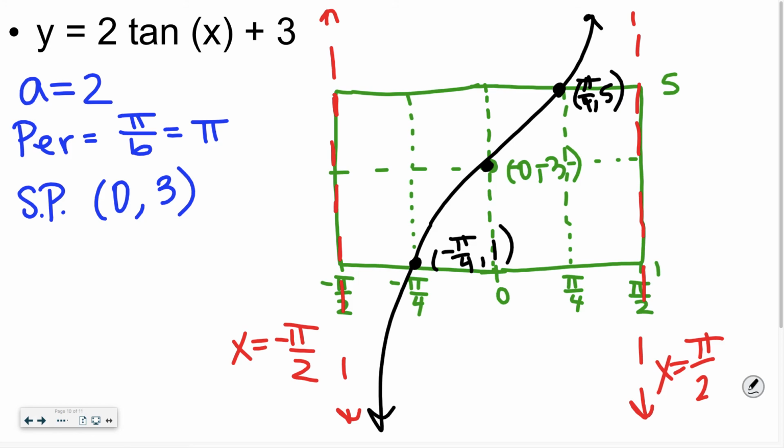Also, fun thing, I will never ask you for the domain. Your domain is broken up by an infinite number of asymptotes. I'm not going to ask you to express that. Okay? However, what will your range always be? All real numbers. It stretches from top to bottom. It never ends.